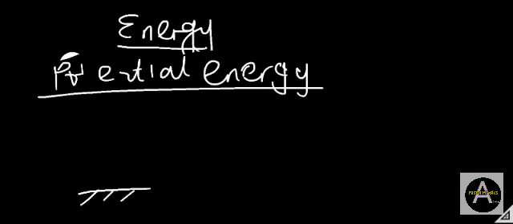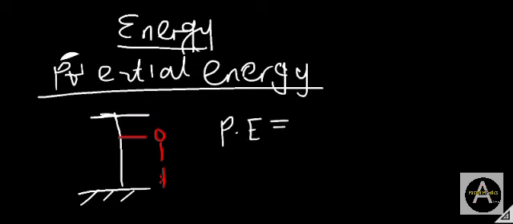You can write it down. Due to its height from the ground. It's the energy that the body possesses due to its height from the ground. Because of time, I won't derive the equation of potential energy. If you want to know about this, you can message me or you can search it online. But just know that the formula for potential energy is PE is equal to mgh, right? Where m is the mass of the body, g is the gravitational acceleration, and h is the height from the ground, right?